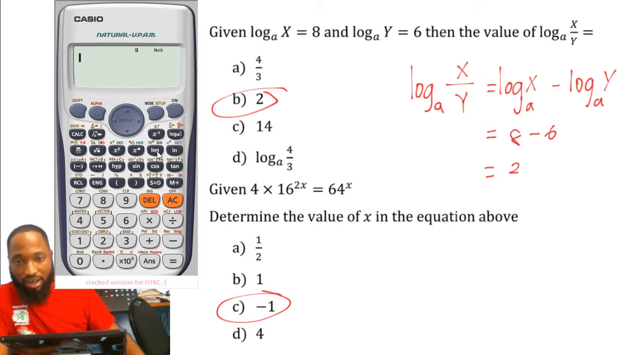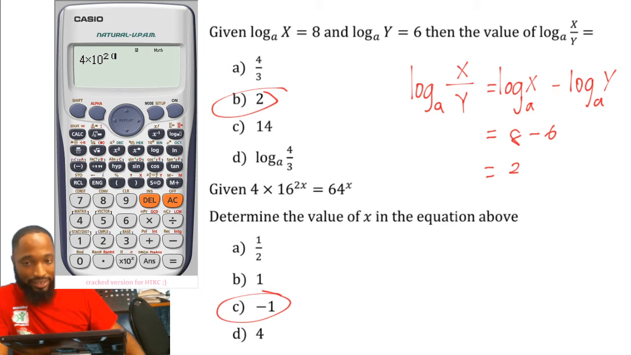This one would be a little harder. I'll have to use indices to get a value to substitute, so I wouldn't recommend substitution on this one. Let me try number two. I'll come back to number one, but it'll take a little long. Let me just show you number two first. 4 times 16 to the power of 2.